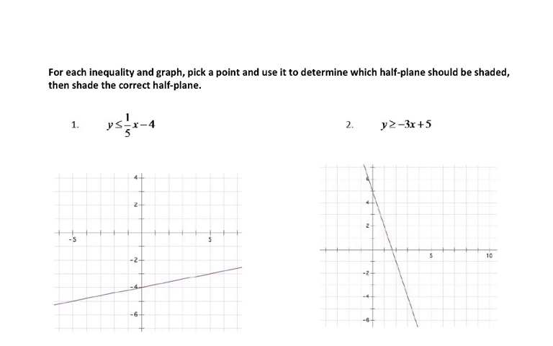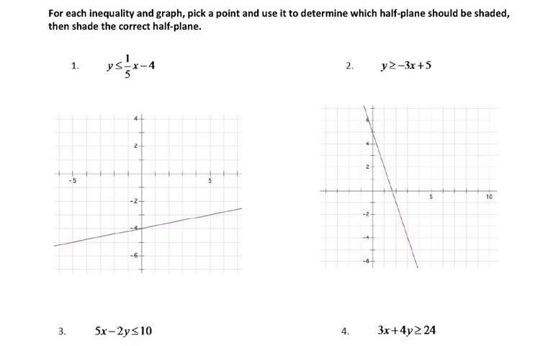Alright, so for each inequality graph, pick a point and use it to determine which half plane should be shaded, then shade the correct half plane. On these graphs, you can see that they've already graphed the equation of the line if this were an equal to, but since it's less than or equal to or greater than or equal to, we have to actually shade as part of our answer.